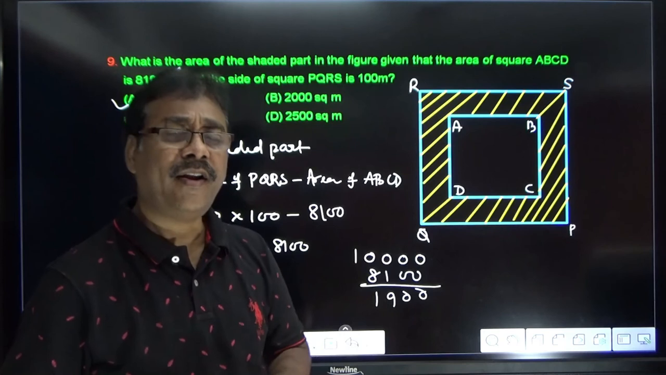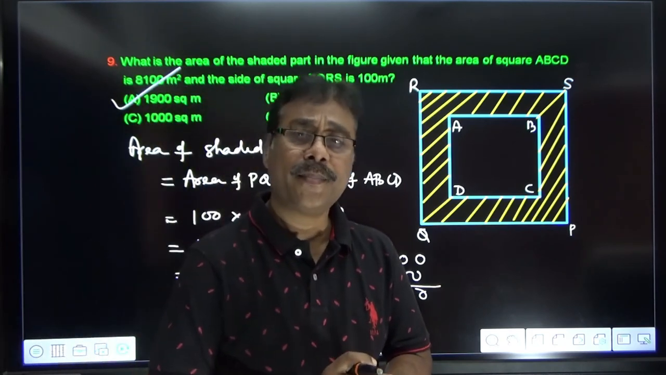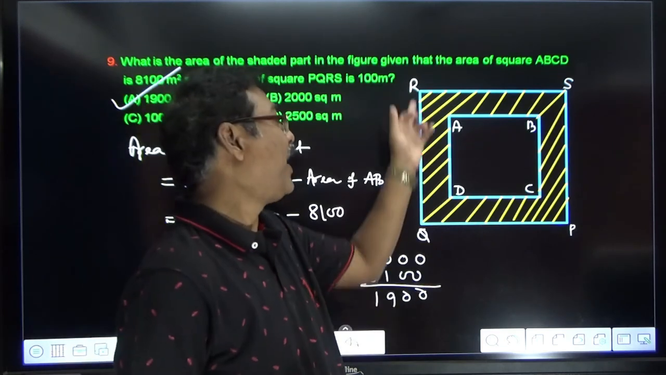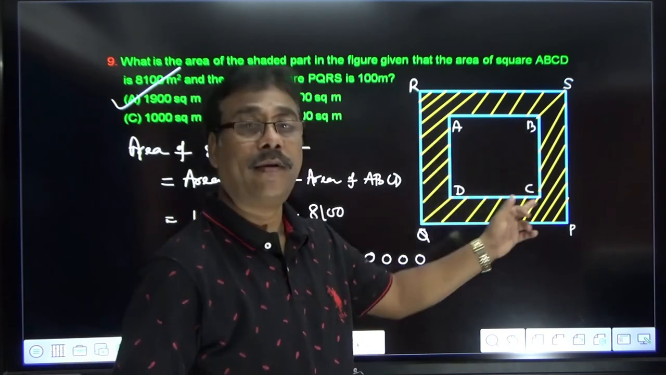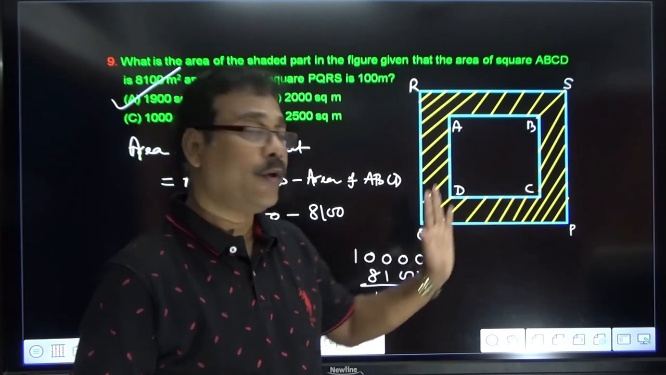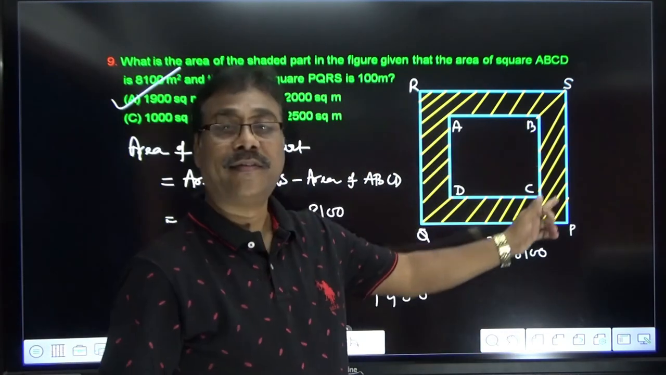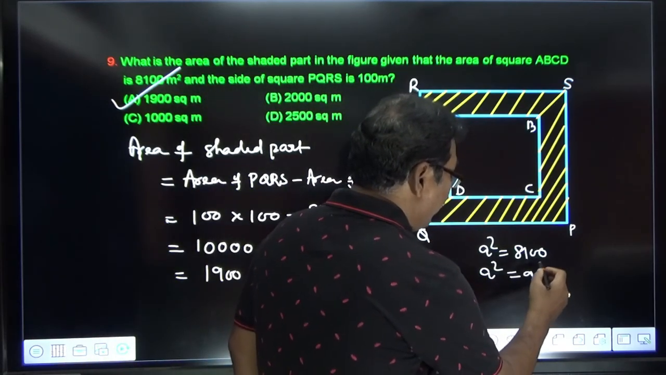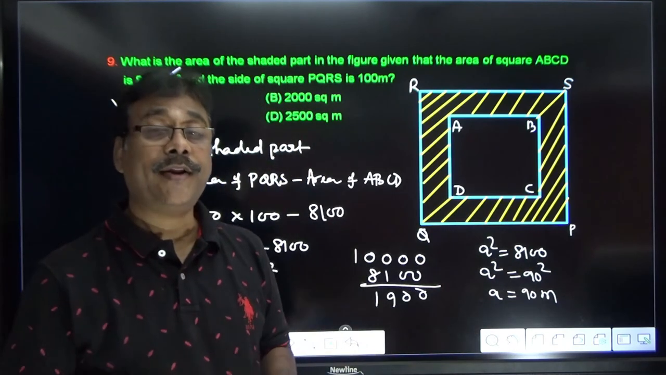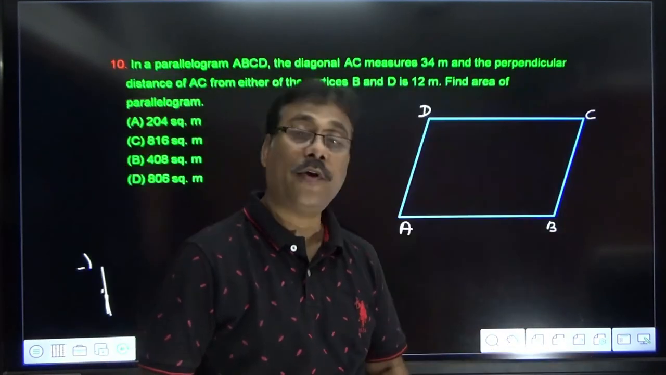Suppose in this question, children, what is asked? What is the difference in their perimeter? So what to do then? First of all, you have to find the perimeter of the outer one, which is 4 into 100, that is 400, minus the perimeter of this one. And how will we get the perimeter? Its area is given to you, so you can use the formula a square is equal to 8100 to find its side length. a square is equal to 90 square, so a is equal to 90 meter. Because a is 90, the perimeter is 4 into 90, that is 360. And the perimeter of the outer part is 4 into 100, that is 400. So 400 minus 360 gives you the difference in perimeter.